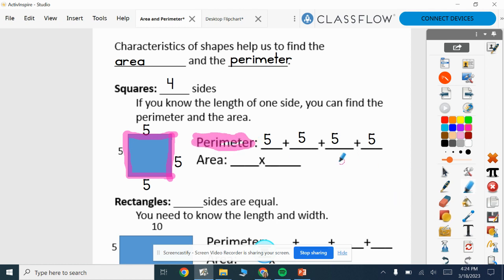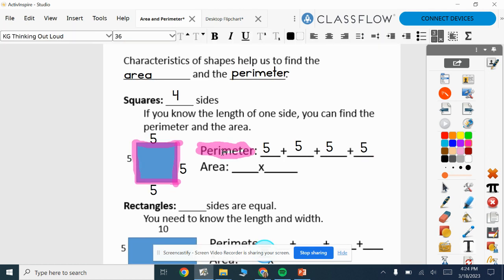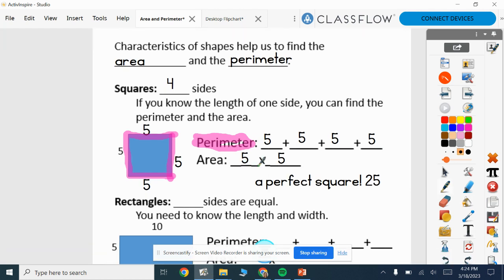All right, and my area, I just multiply the length by the width. I don't have to multiply them all. So it's just going to be 5 times 5. And what do you know? A square is always a perfect square. The answer would be 25. Remember, with area, you're going to be multiplying, and with perimeter, plus. Perimeter starts with the letter P. You're going to be adding.